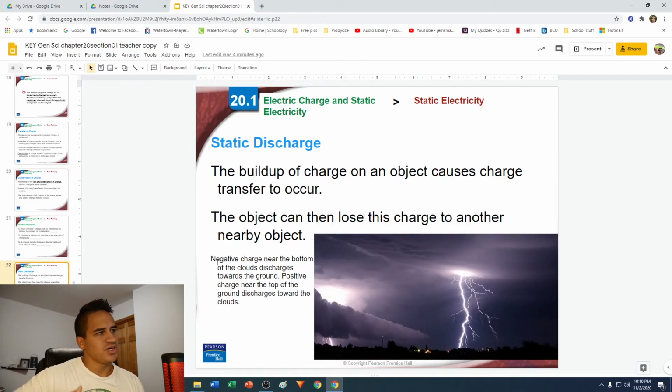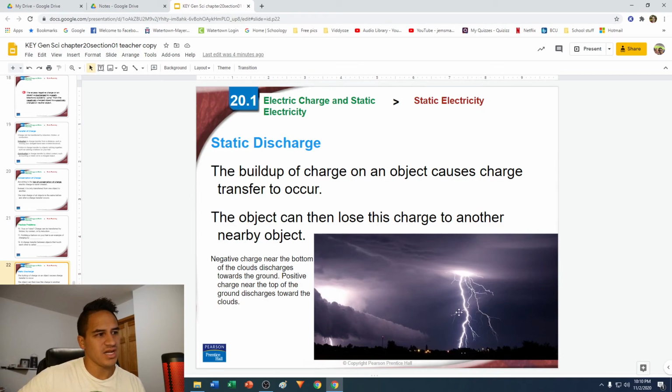All right, now static discharge, we already talked about this with the static electricity topic, but when you build up enough charge, the charges will want to jump. Excuse me, sorry, it's a bit late. The charges will want to jump from one location to another. We call this a static discharge, okay?